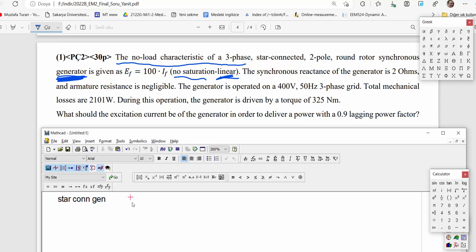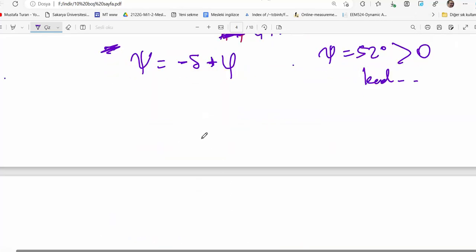Two pole means there is only one pair of poles. Round rotor synchronous generator, star connected round rotor synchronous generator. Yes, having one pair of poles. The no load curve is given as 100 times field current. We don't know the field current, but the relation is given.